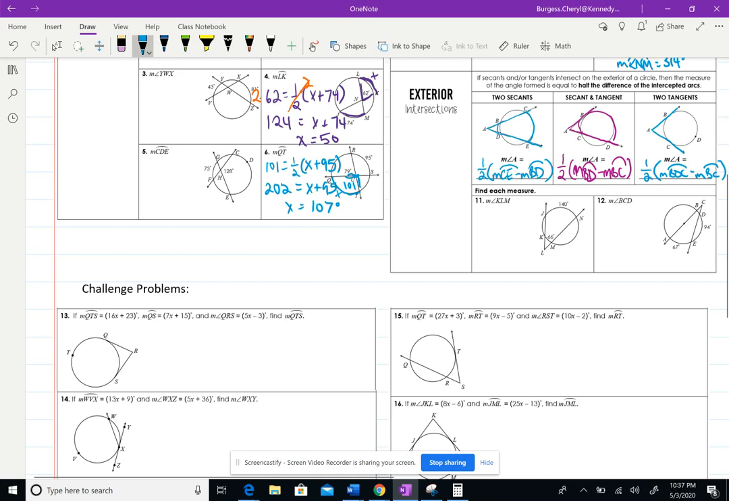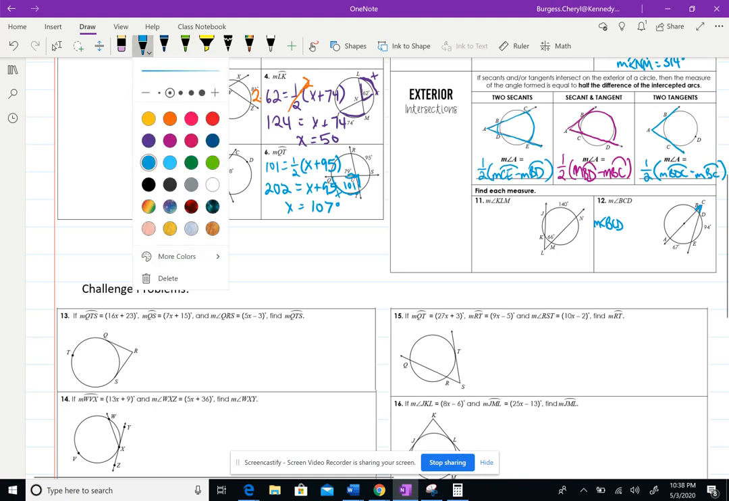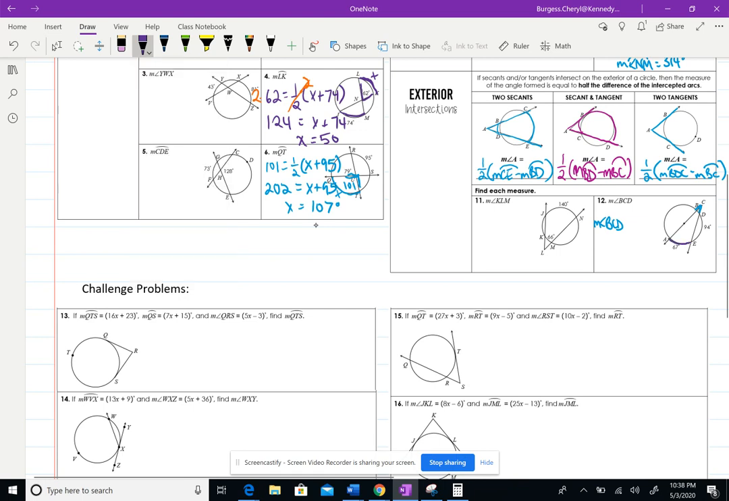Okay. So I'll do number 12. You guys can do 11. We are finding angle BCD. So the measure of angle BCD, and that's this tiny angle right here, is going to be 1/2 of 67 minus whatever this is, right? So we got to figure out what that is.